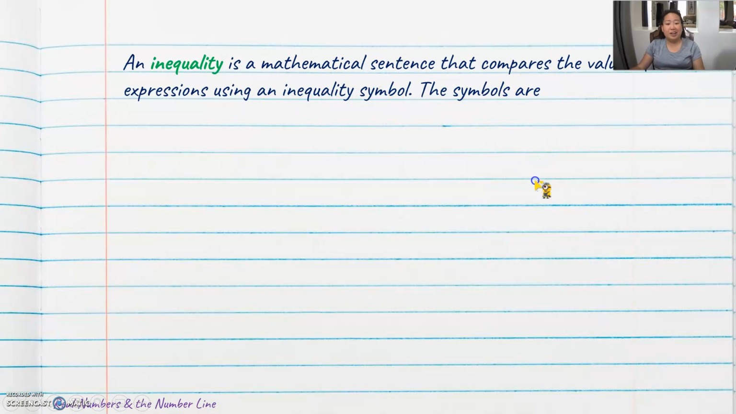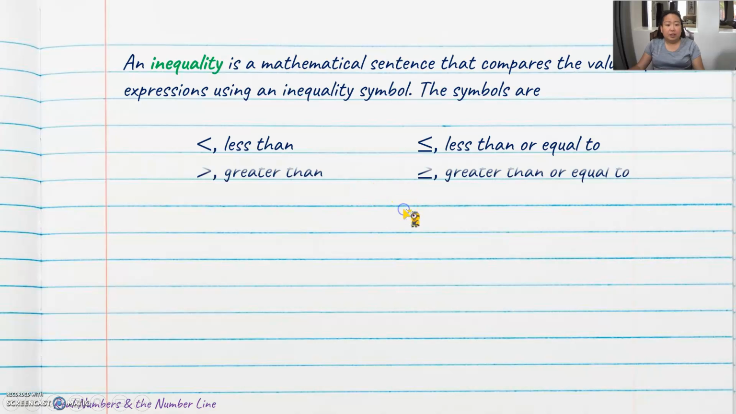There are four inequality symbols that we use. We have less than and less than or equal to, and then the other two are greater than and greater than or equal to. Now, before I continue to the next slide, I would just like to highlight something, okay?